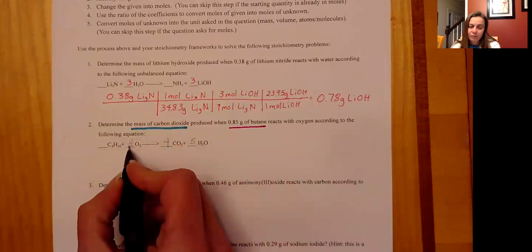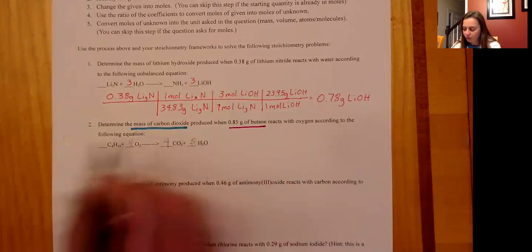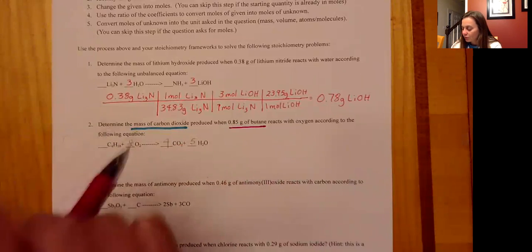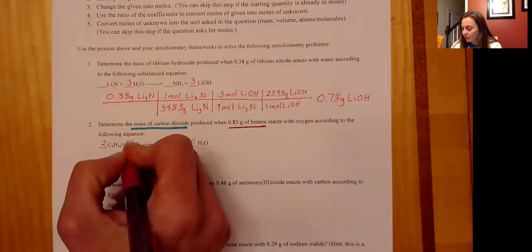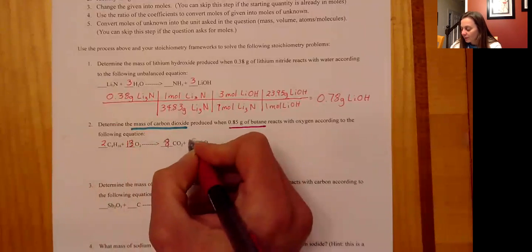But if I were to multiply 2 by 13 over 2, that would give me 13. So what I'm going to do is put that 13 over 2 there as my little mental reminder and recognize that I need to multiply this whole equation by 2. So I'm going to put a 2 here. I'm going to put a 13 here. I'm going to put an 8 here, and I'm going to put a 10 here.